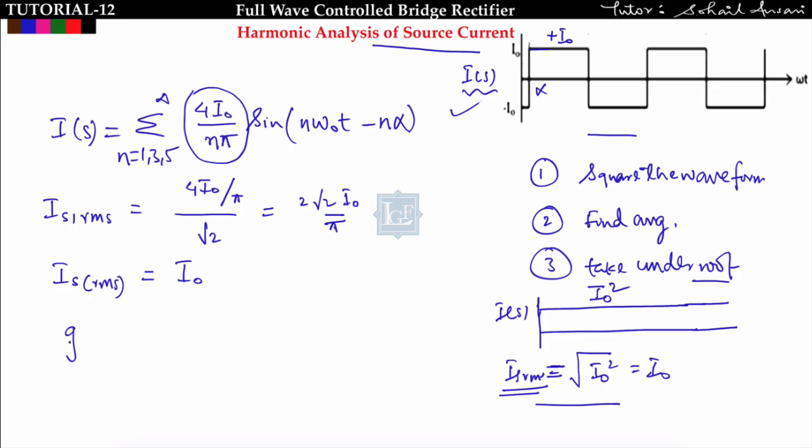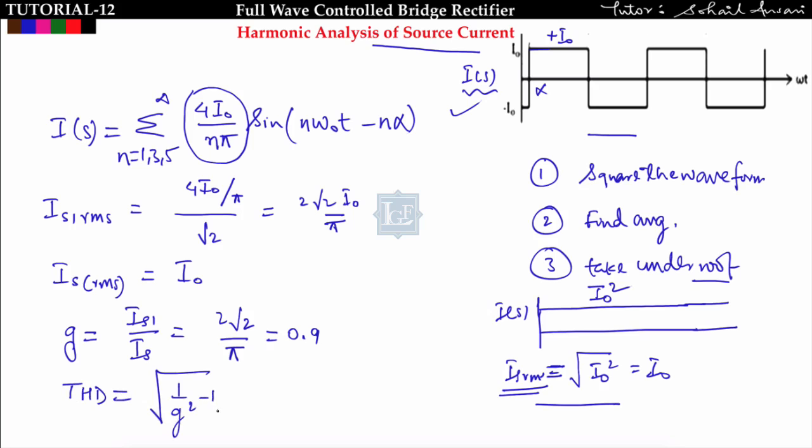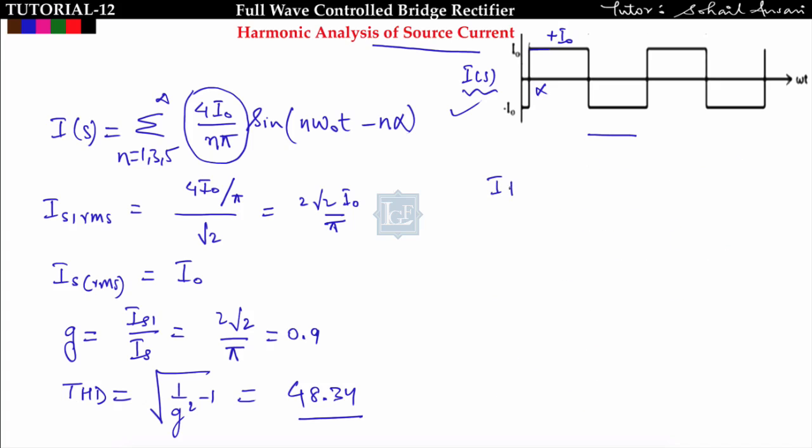Now find the distortion factor G. G is nothing but IS1 upon IS, so you will get 2 root 2 upon pi, which is equal to 0.9. Now find the THD. THD is nothing but the square root of 1 upon G square minus 1. So THD will come out to be 48.34. Now find the input power factor.